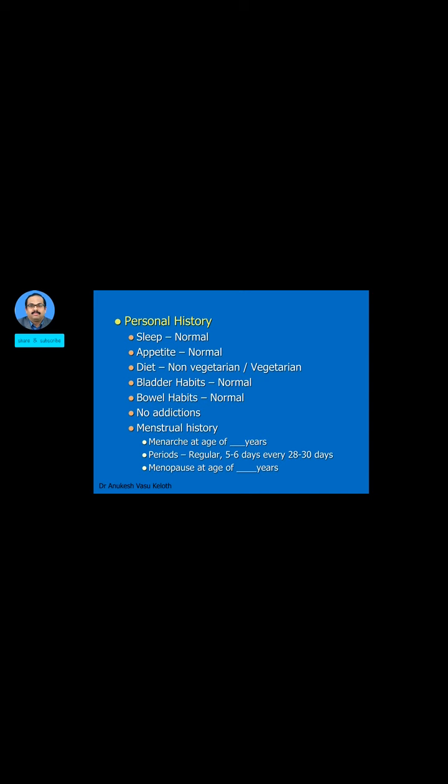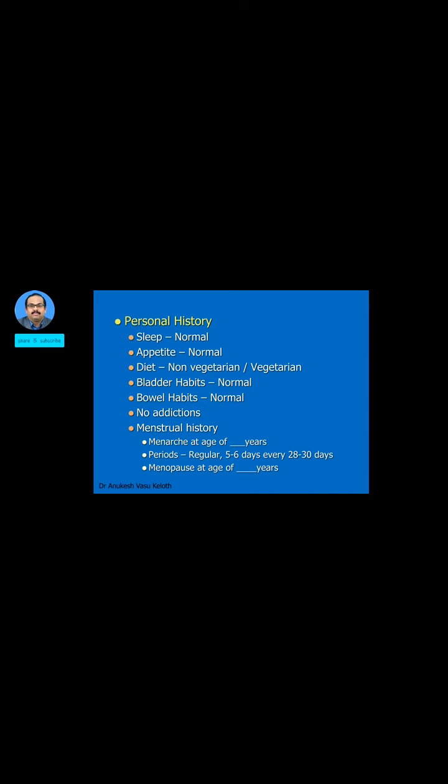Regarding personal history, her sleep is normal, appetite is normal, the diet is non-vegetarian, bladder habits are normal, bowel habits are normal, there are no addictions. Her menarche was at the age of 13 years. Periods are regular, 5 to 6 days every 28 to 30 days.